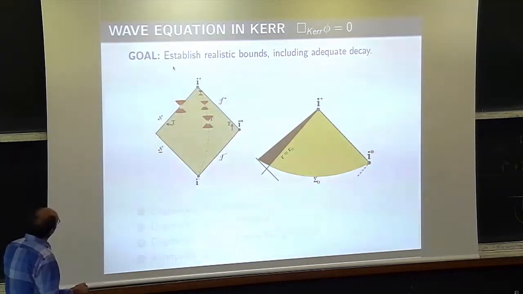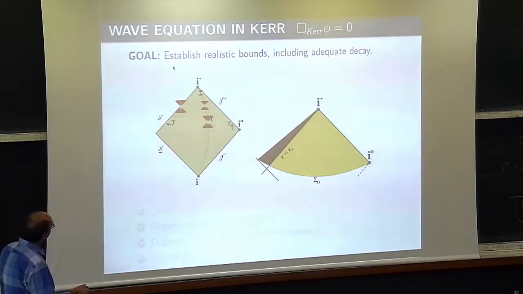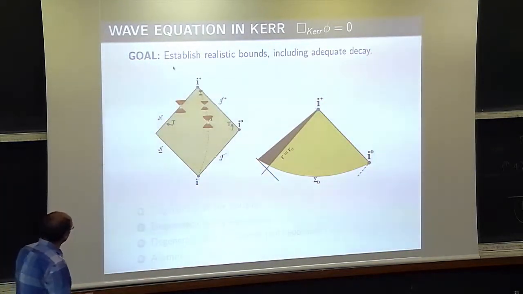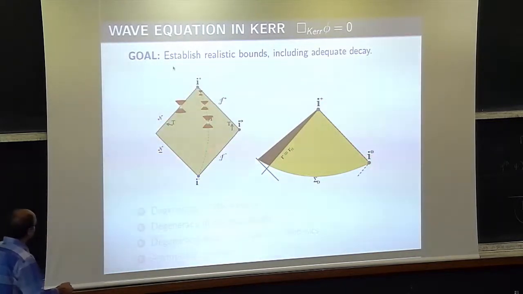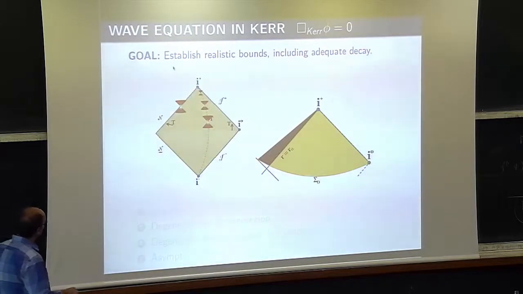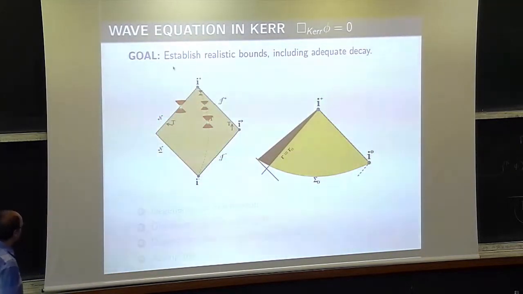Okay, so this is the goal, to establish realistic bounds, including adequate decay for our system. And of course, I want to make a small comparison with a case that is now well understood, which is the wave equation in Kerr. So in that case, as we all know, there is an ergo region in which the Killing vector field, which corresponds to time translation, becomes space-like. And there is, of course, a trapping region, which is a complicated trapping region in general.